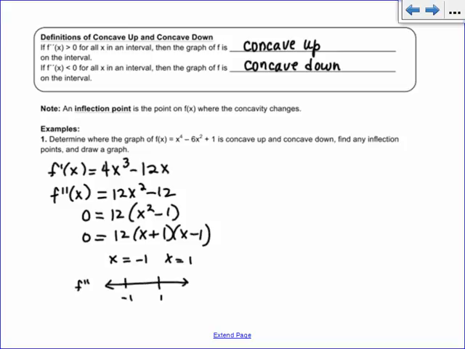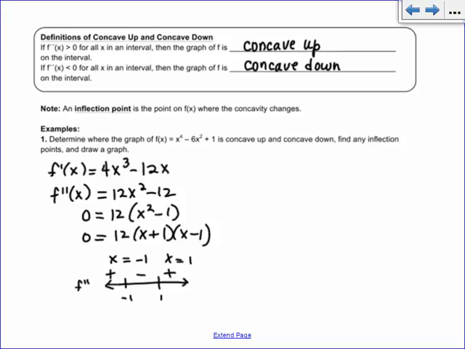All right, so we put those on a number line, just like we did with the first derivative, and we test in each location. If I test -2, I get 12 times a negative number times a negative number, which is a positive number. If I try 0, I get positive, positive, and negative, which makes negative. If I try 2, I get positive, positive, positive, which makes positive.